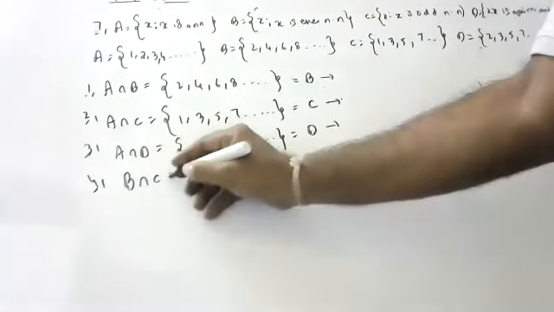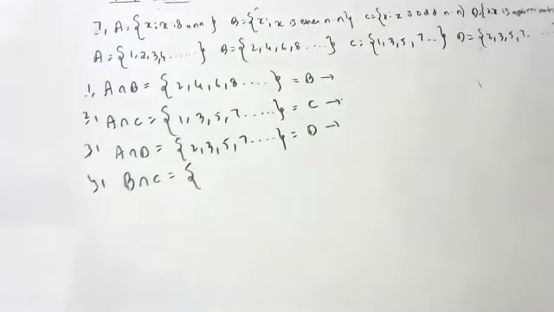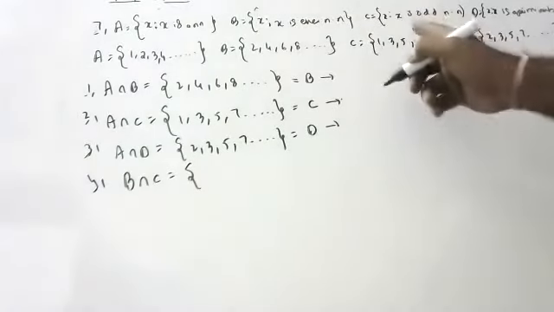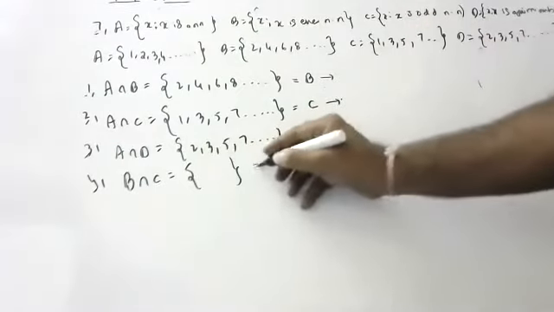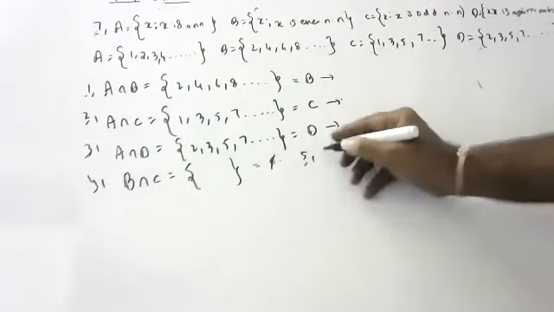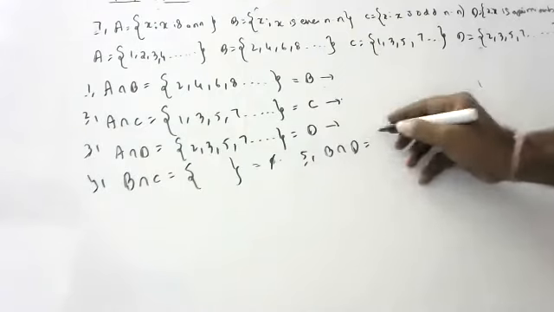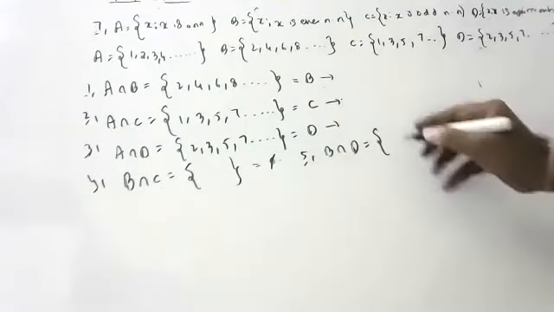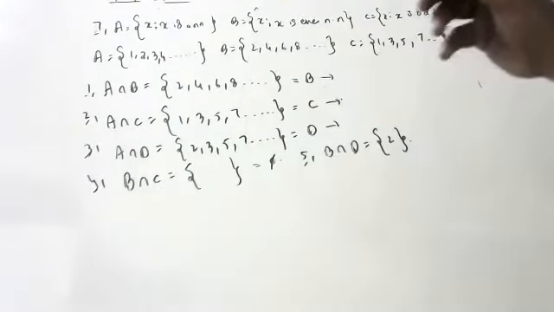Anyone, what is B intersection C? Null set. What is B intersection D? Only 2.